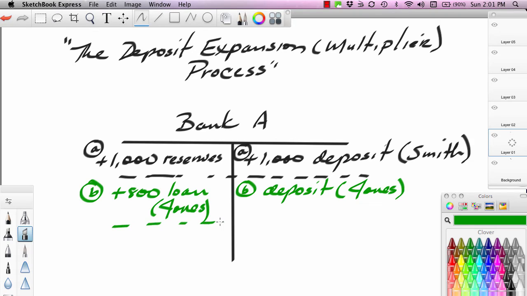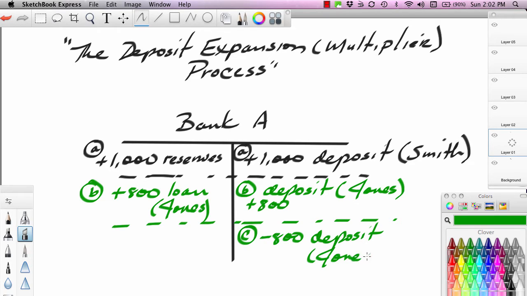So let's continue through the process. And I'm going to draw another dotted line here so I can enter in another transaction. When Jones actually withdraws the $800, so this should be $800 here, we show that withdrawal over here on the liability side. So minus 800 deposit, which is essentially a withdrawal. So Jones gets the loan, receives a deposit of $800, but she didn't borrow the money to hold it. She borrowed the money to spend it. So the minus $800 deposit for Jones creates over here a minus $800 in reserves.